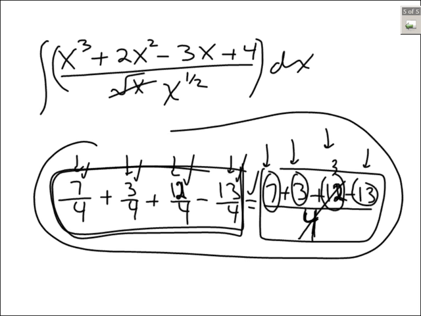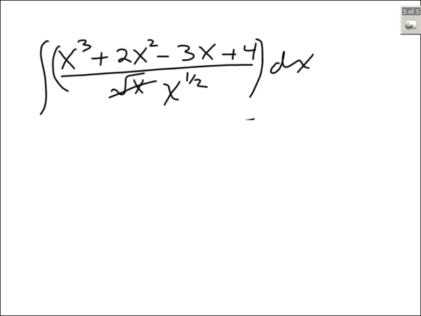In our case, each of the terms in the numerator will get divided by the square root of x. Each of the terms in the numerator will get divided by x to the half. Remember, when the bases are the same and you're dividing, you subtract the exponent.